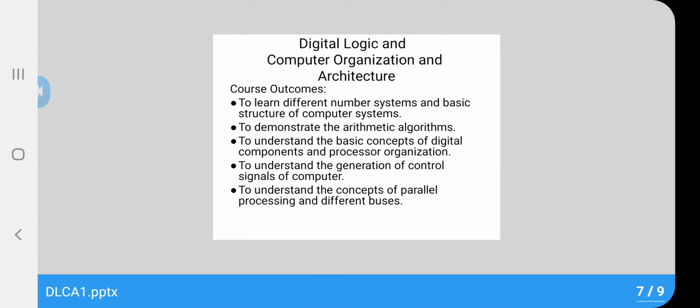Once we have studied this course, students will be able to differentiate among different numbering systems. Students will also become confident about the basic concepts of digital components and processor organization. Students will be able to describe generation of control signals of a computer as well as they will be able to describe the concepts of parallel processing and different data, address and control buses.